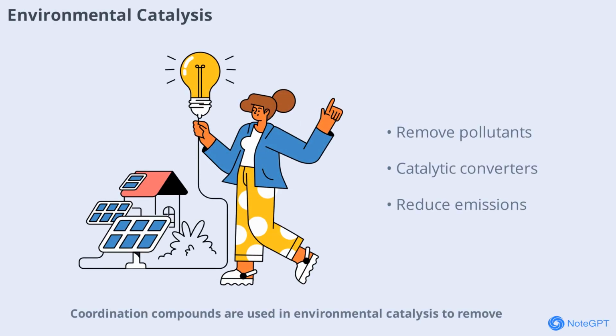Coordination compounds are used in environmental catalysis to remove pollutants and convert harmful substances into less toxic forms. For example, catalytic converters in cars use platinum-based complexes to reduce emissions. These applications demonstrate the power of coordination chemistry in addressing environmental challenges.